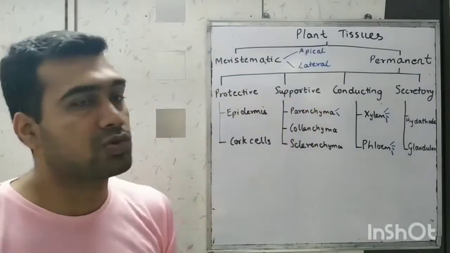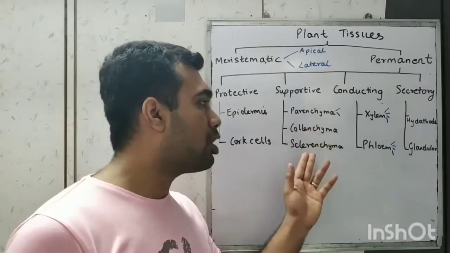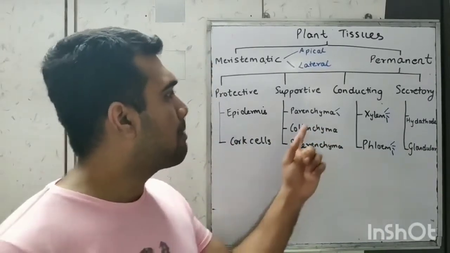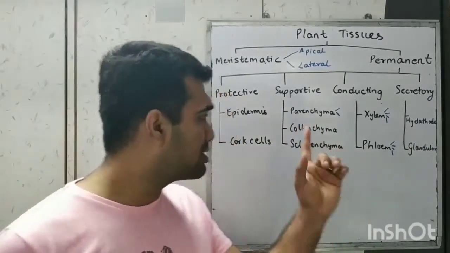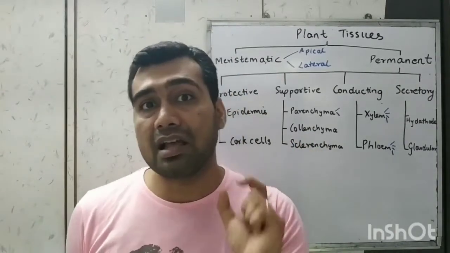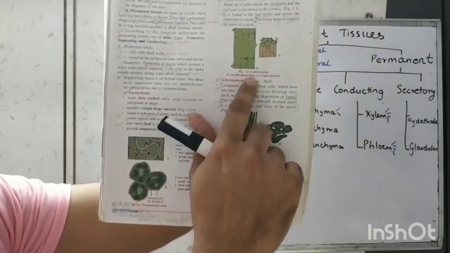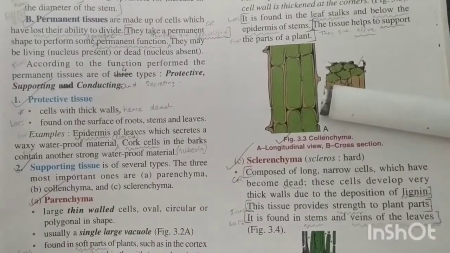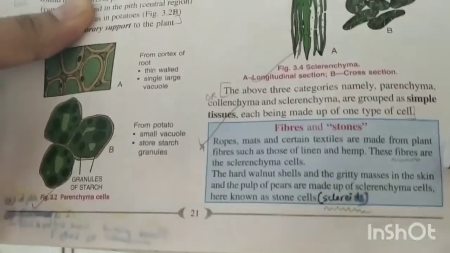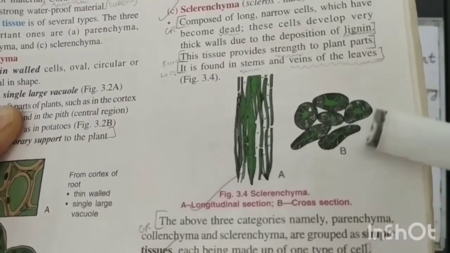Next, the supportive tissues. They give mechanical support to the plant. It can be parenchyma, collenchyma or sclerenchyma. Here, parenchyma is a living tissue and so is collenchyma. But sclerenchyma is dead, so its cells are highly lignified. As you can see in the diagram, the parenchyma has thin cell walls, the collenchyma has cell walls which are thick only at the corners, whereas in the sclerenchyma, the cell walls are very thick because there is a layer of lignin as well in them.